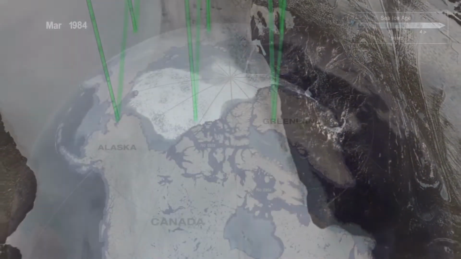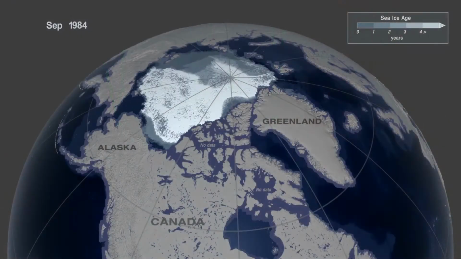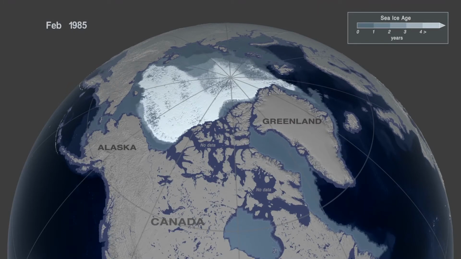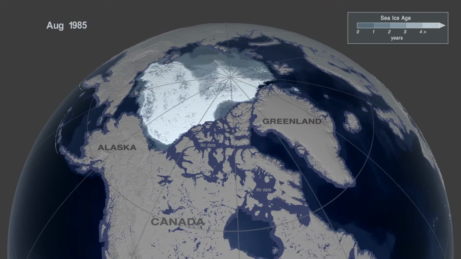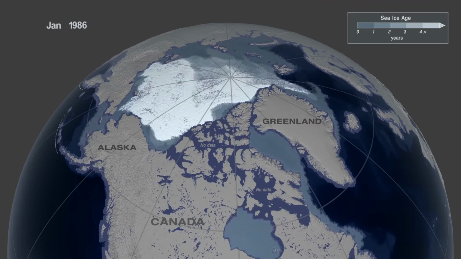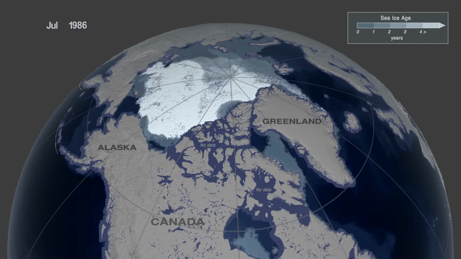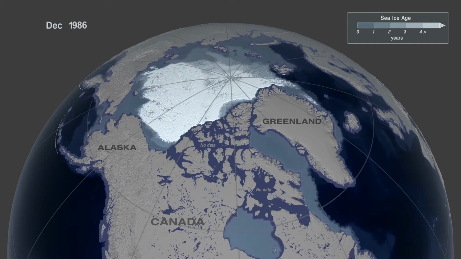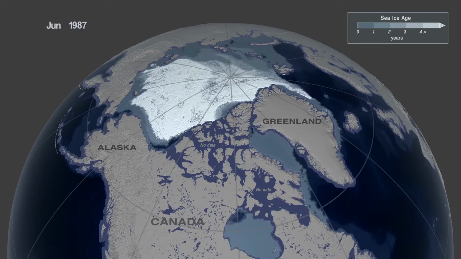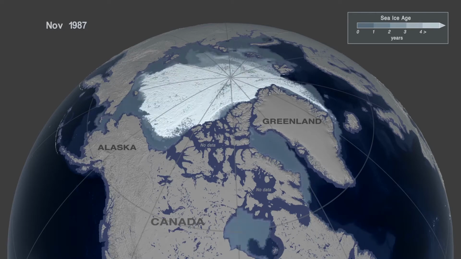In this animation, we're taking Arctic sea ice into the third dimension. Here, we're looking at the ice age, which is an indicator of thickness. Generally, older ice is thicker ice. That's the voice of Dr. Walt Meier, Senior Research Scientist at the National Snow and Ice Data Center.